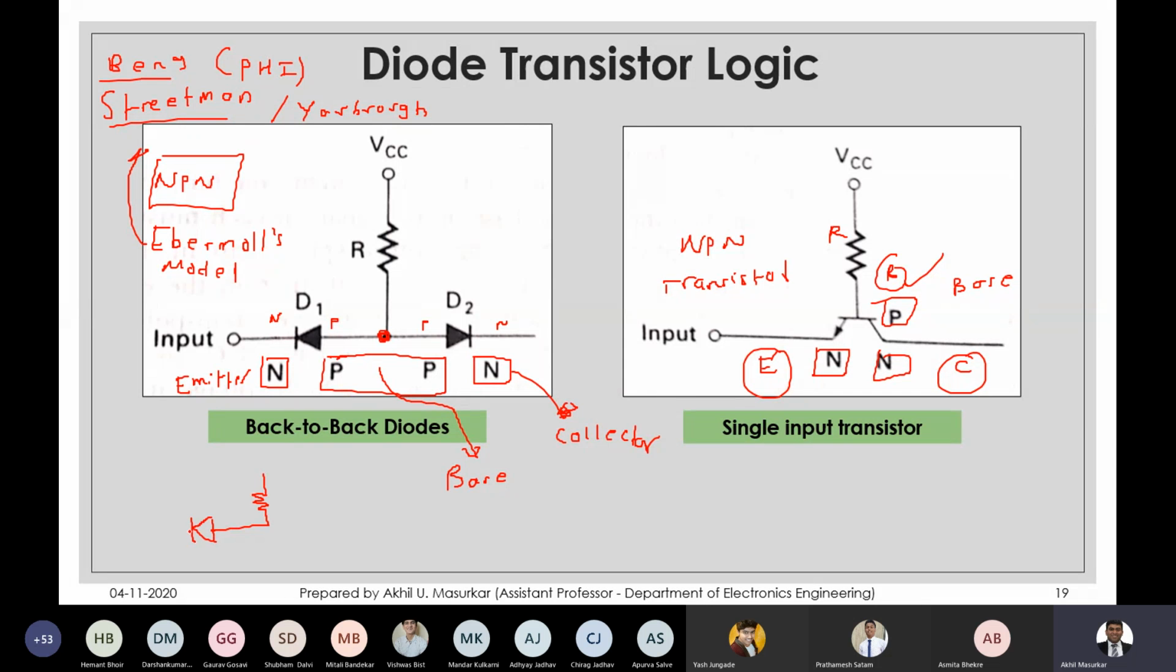So now you saw that we had this kind of structure. We were giving our inputs through the diodes. So now our effort is to reduce this structure into a transistor. We want to replace those diodes with a transistor.